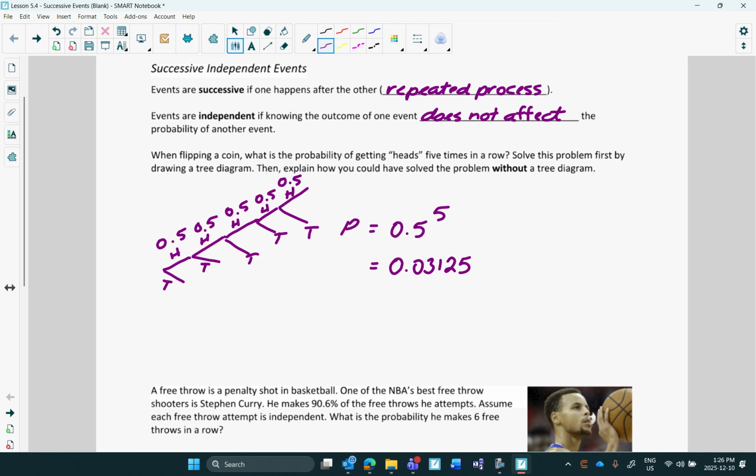So if we've got successive events, like I said, you could always use a tree diagram. But if you're doing a bunch of successive events, it just involves multiplication, and you can write it using exponents.